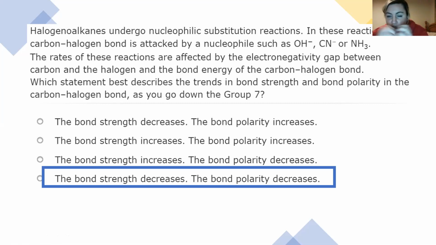Also, it is fair to say that the polarity decreases, it gets less electronegative. If you look at iodine, the electronegativity difference between iodine and carbon is a lot less than fluorine and carbon. So it's also true to say, now not as you go down the group, but as the bond strength increases, the polarity increases. That's also true to say. Cool. Next one.